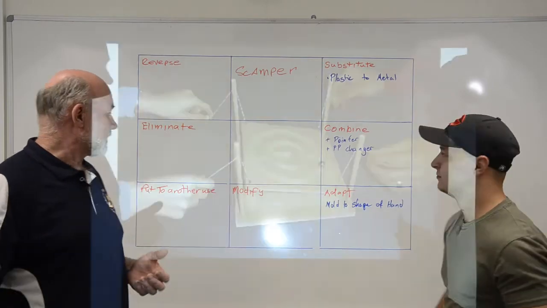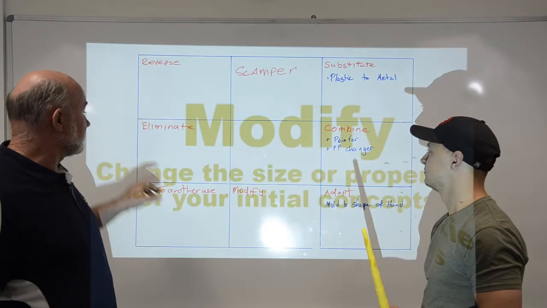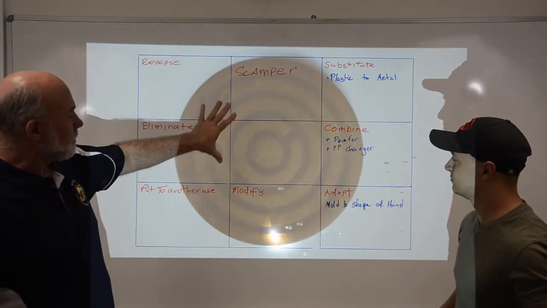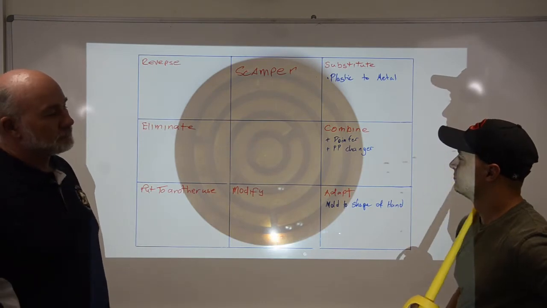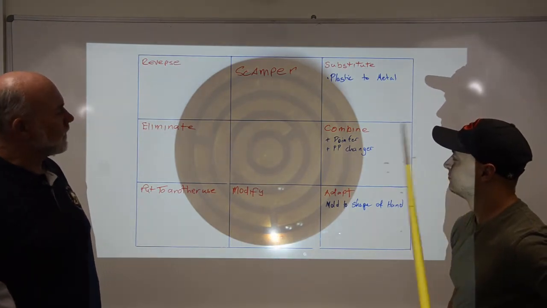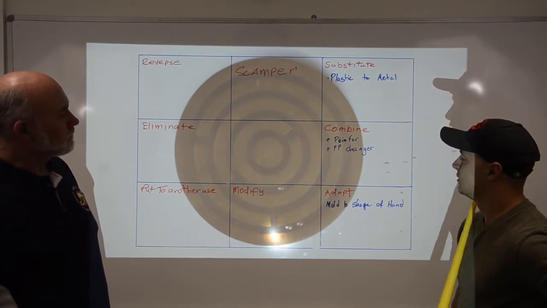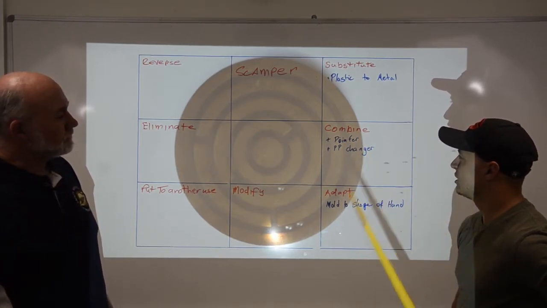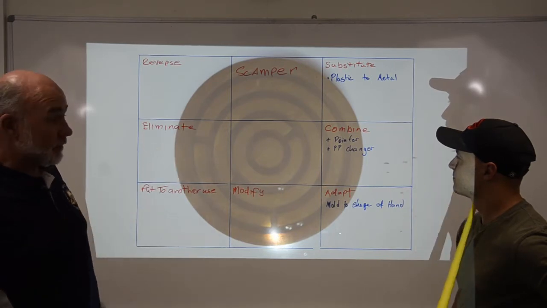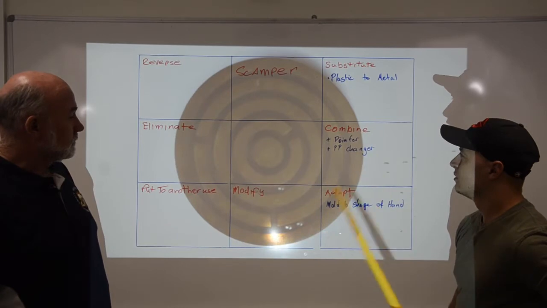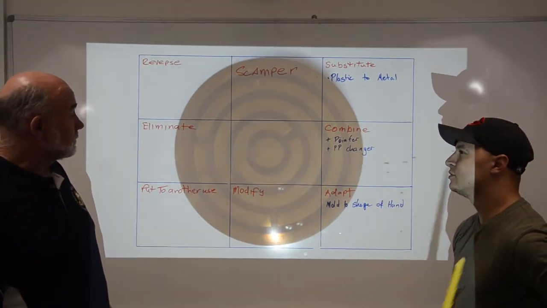Okay, so next, let's go on to the next one, which is modify. Okay, so what are we going to do to modify my maze? What would you do to modify my maze? Maybe change the shape? Maybe change the shape, okay. For what reason? I don't know, make it a little bit more interesting, maybe three-dimensional instead of two-dimensional.